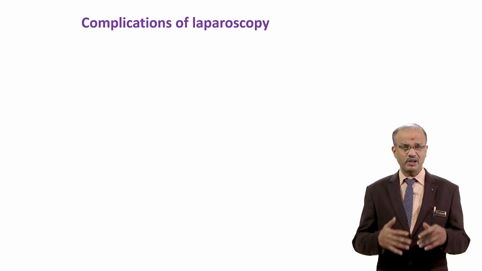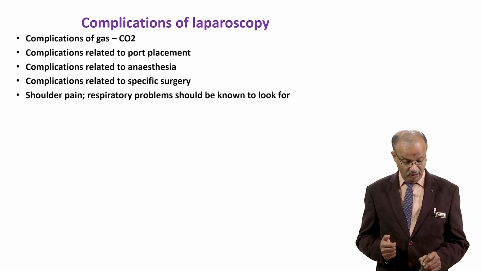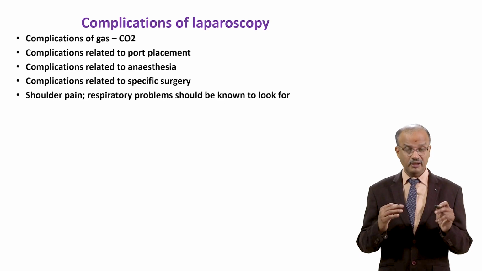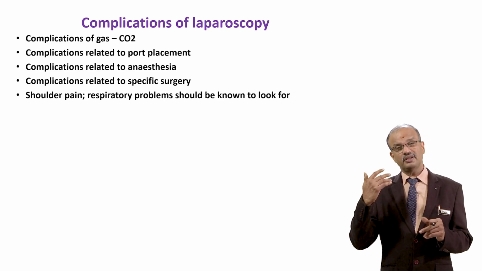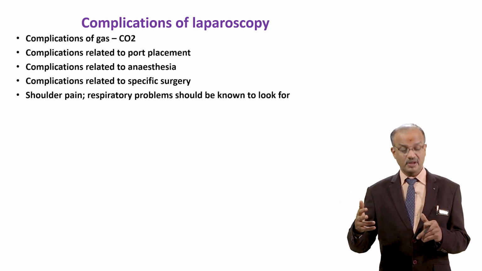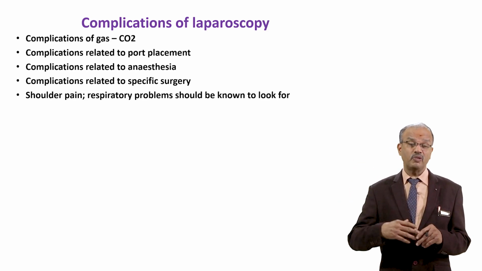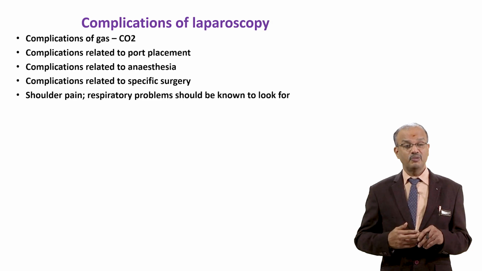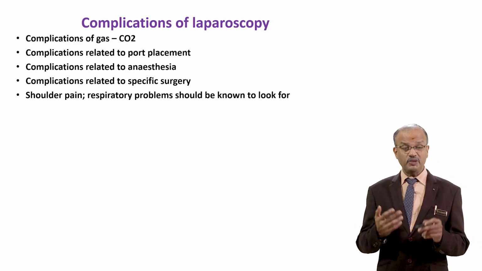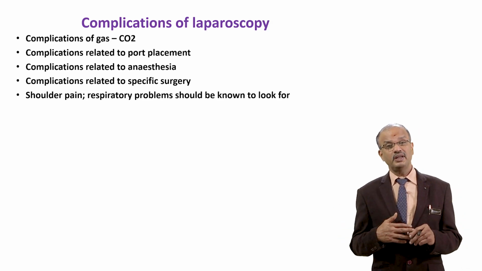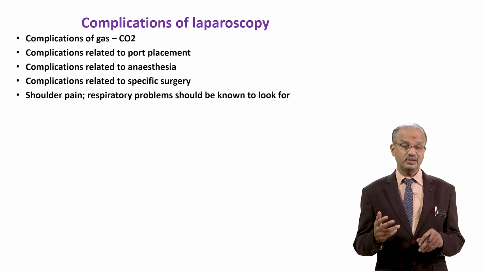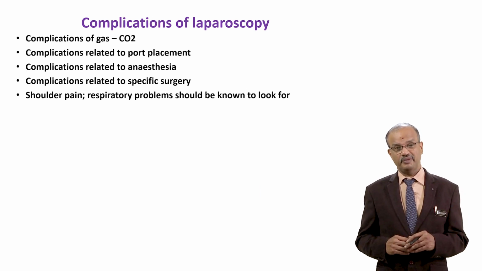So, just as a revision, I tell you the complications of laparoscopy. Already I have discussed complications due to carbon dioxide, port placement, and anesthesia. Carbon dioxide narcosis, respiratory failure, hypercarbia can occur. With port placement, you may injure the bowel, you may injure a vessel, there may be bleeding from the port site, you may injure the epigastric arteries. And in specific surgeries, like gallbladder you may injure the CBD, appendix stump may leak, and resection may leak, bleeding can occur. Shoulder pain to the patient, that's important.